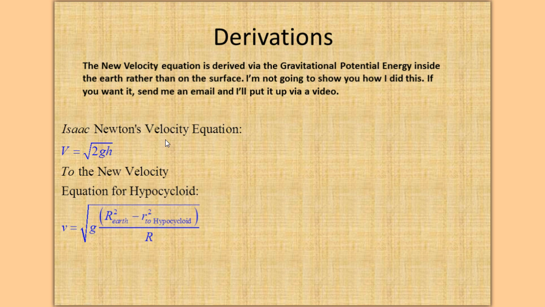Isaac Newton's velocity equation comes from the energy equation, and that equals V equals the square root of 2gh, where h is the height above the ground. The new velocity equation for a hypocycloid, once derived using the energy equation, is V equals the square root of g times the quantity, the radius of the Earth squared minus the radius to the bottom of the cycloid squared, divided by the radius of the Earth.